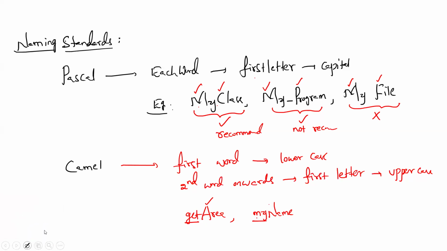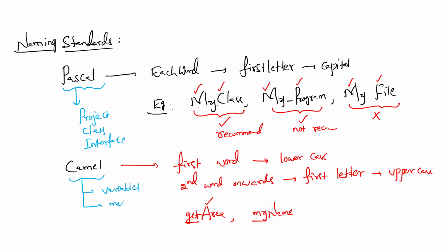Then which entities have to follow these Pascal standards? Project names have to follow. Next, class names have to follow. Interfaces also have to follow. Then when it comes to camel, which entities have to follow? Variables and methods.